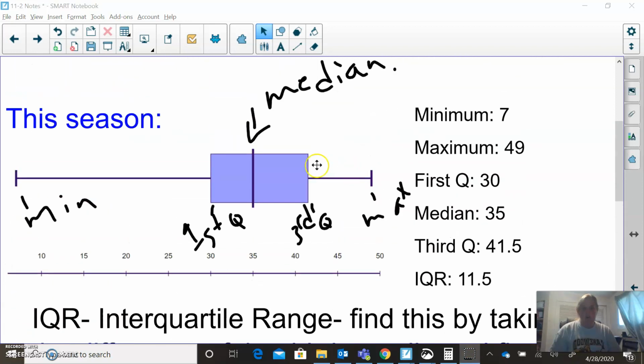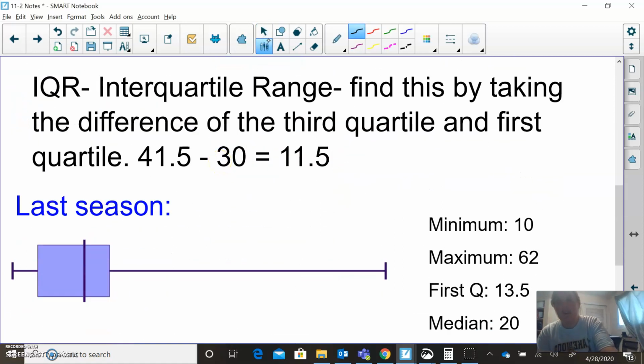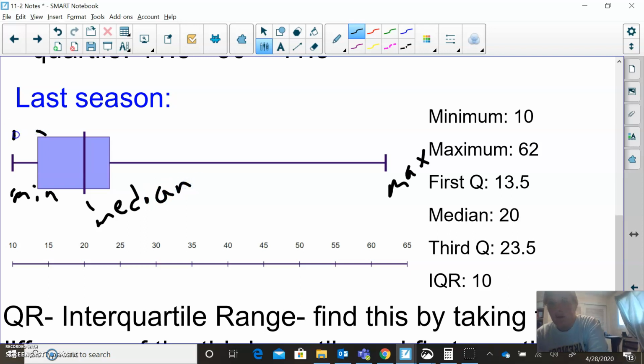Okay, guys. So, that was this season's data. Remember, min, max, first quartile, third quartile, median. Okay? So if you come down here, this would be for last season: our min, our max, this is the median. This would be the first quartile, and then the third quartile is that line.